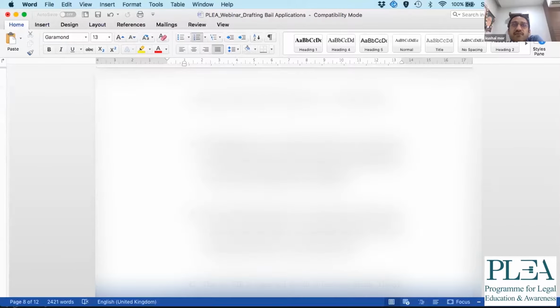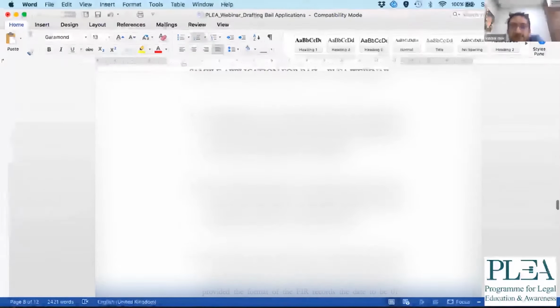It could be in various ways. You could point out inconsistencies in the FIR. You could point out the material you have. You could point out that the section applied and the allegation made in the FIR don't fit with each other, and therefore also you should be granted bail. So let us look at a few of the grounds which I have taken.